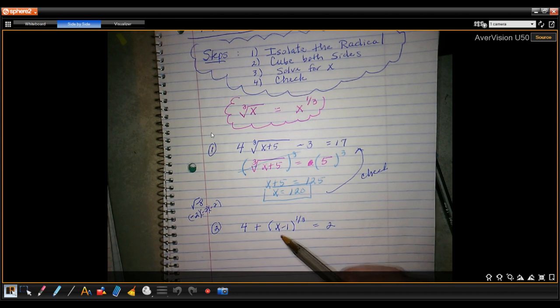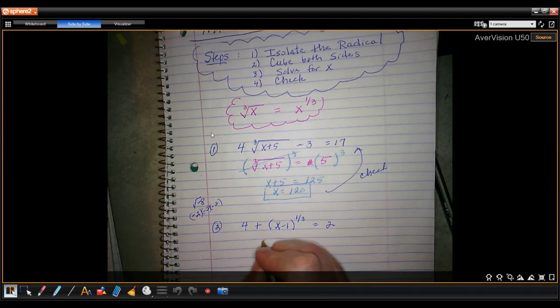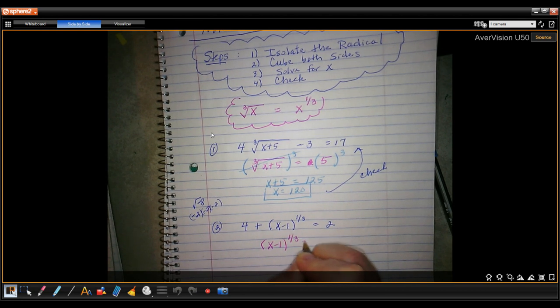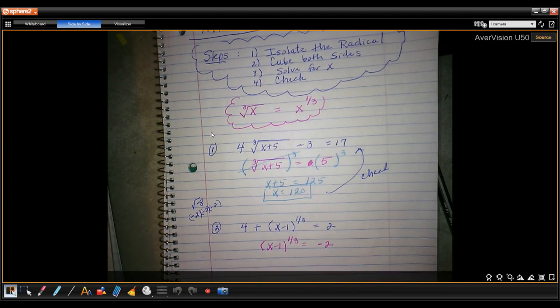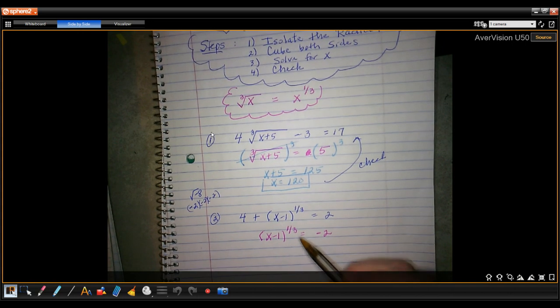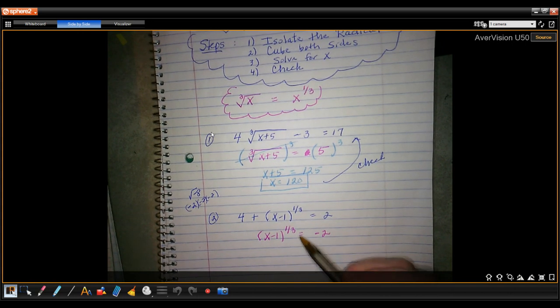So subtract the 4, so you'll have negative 2. So then it's going to be x minus 1 to the 1/3 power equals negative 2. Now it's isolated, it's by itself. So the next step is cube both sides. So we did this on square root functions. So this is 1/3 power.